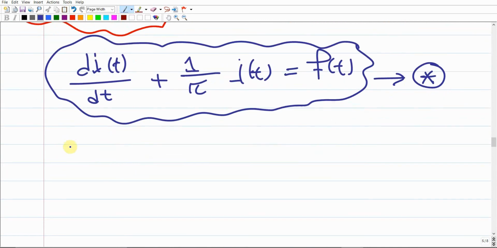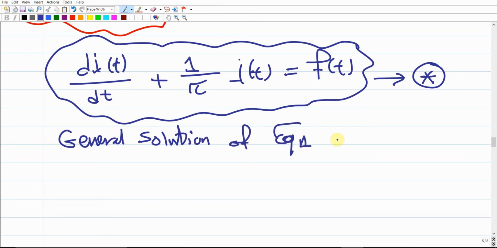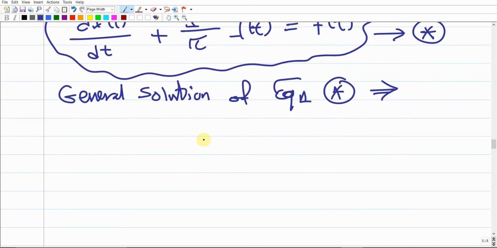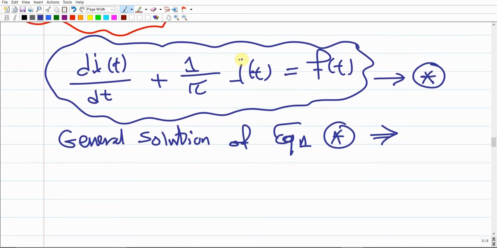The general solution of equation star can be split into two parts. Solving this equation should be done for the I of t. To solve this equation means finding an expression, a function, for the current I of t. So what does it mean to solve it for the current?